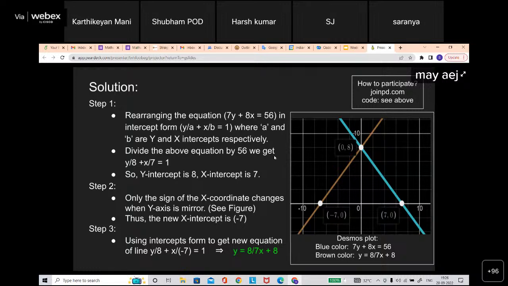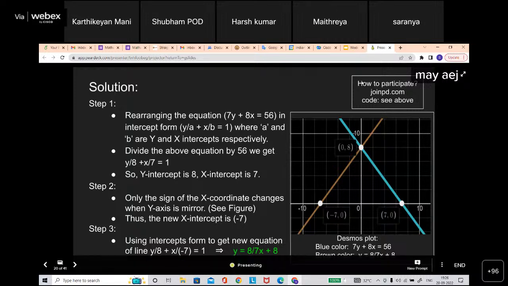So let's move to the next question. One second. Intercept form will be x by a plus y by b equals 1, right? Or y by a, x by b, or whatever the convenient one. When you change into this form, you need to compare and find a and b. So that's going to be the intercepts.